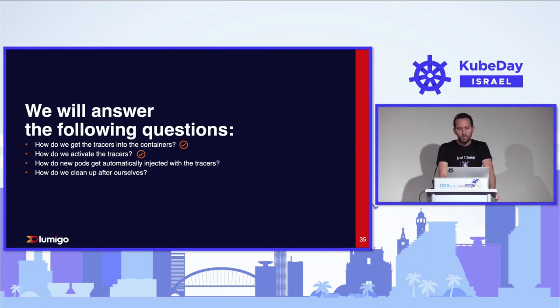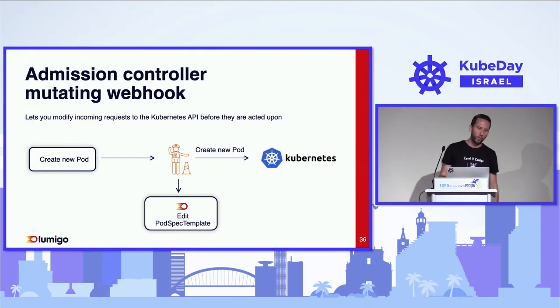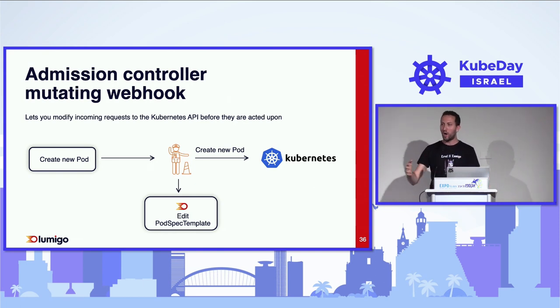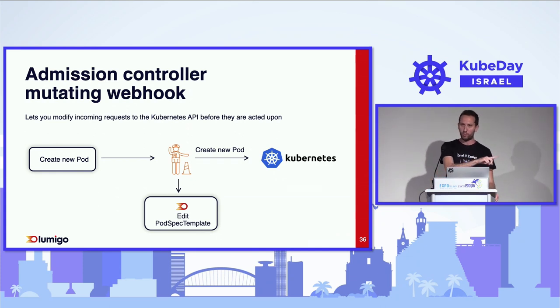Now, how do new pods get automatically injected? What does that process look like? So we use something called an admission controller mutating webhook. And this is basically a construct in Kubernetes that lets you modify incoming requests to the Kubernetes API before they are acted upon. So what happens is this. A create new pod or deployment request comes into the Kubernetes API server. It says, wait a second, I want to see if the admission controller mutating webhook wants to do something about it. They refer to us. We instrument the template to insert all the stuff we talked about, the init container, the ephemeral volume, all that stuff. Once we finish, we tell the Kubernetes API server we're done. And the Kubernetes API server proceeds with creating the new object.